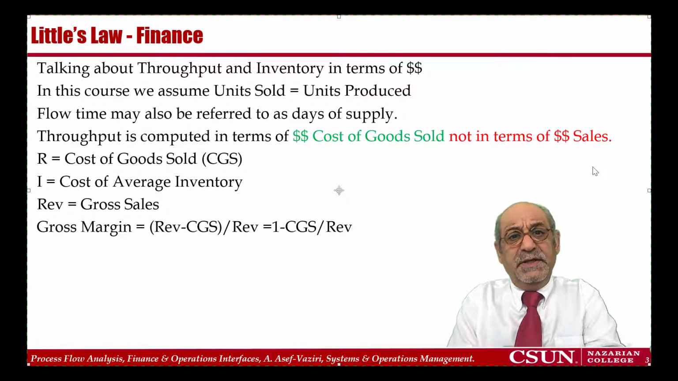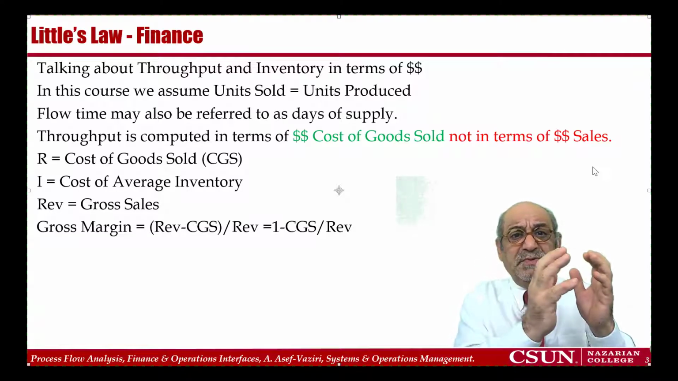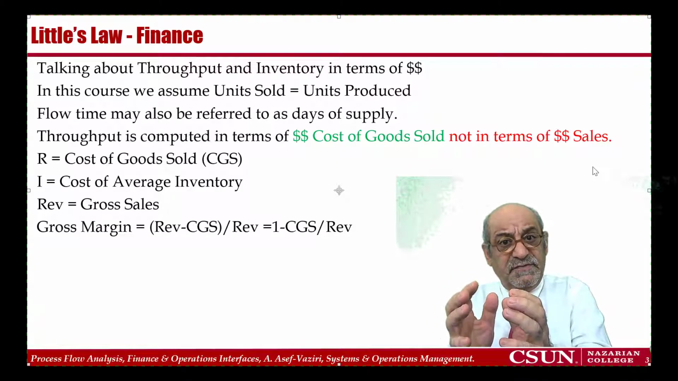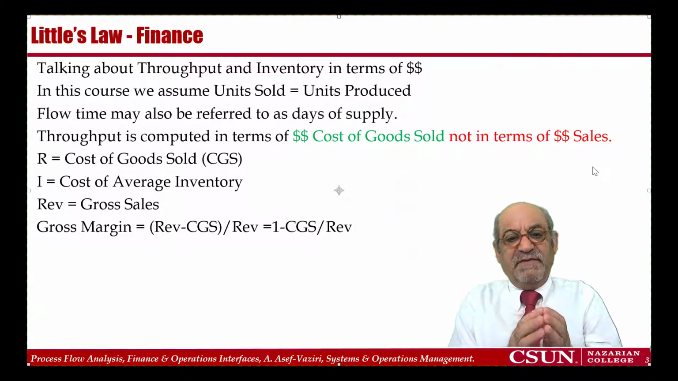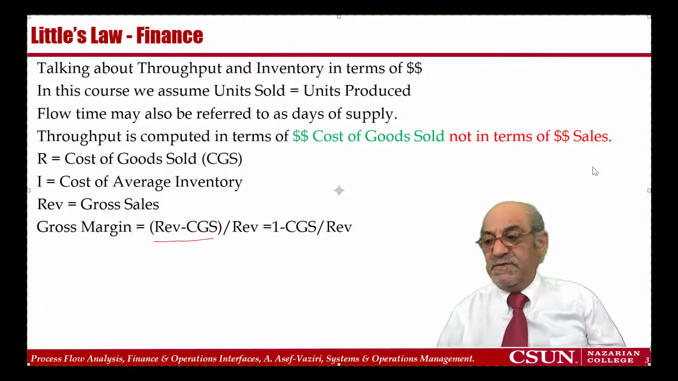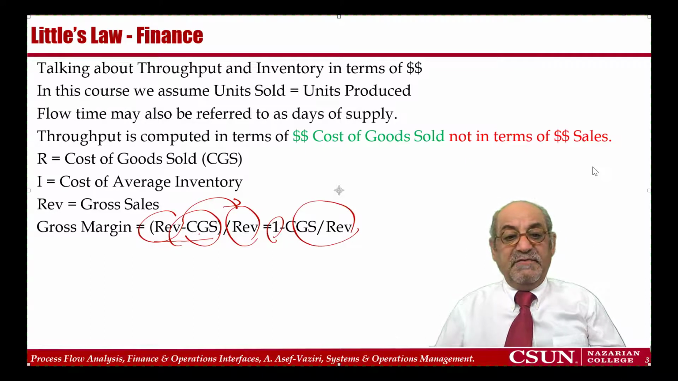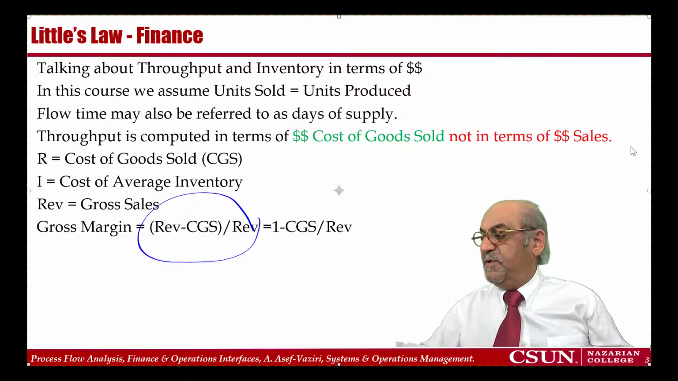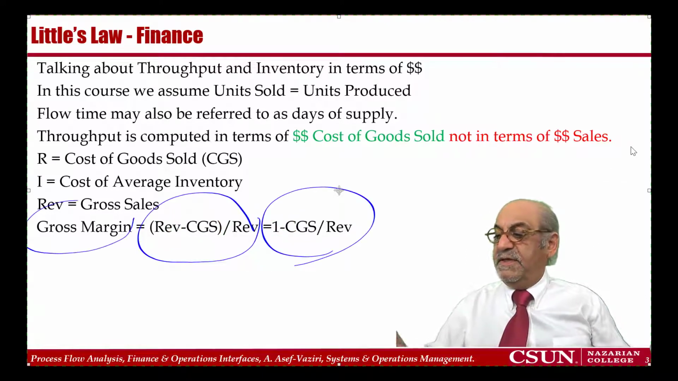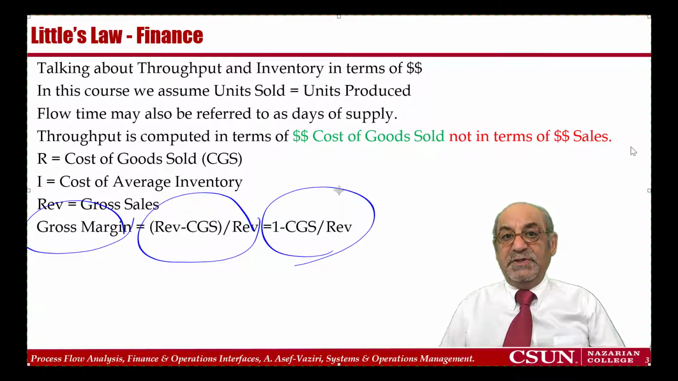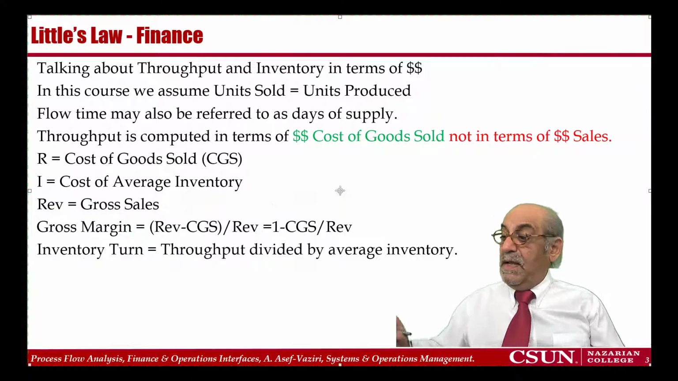Gross margin is the difference between revenue and cost of goods sold divided by revenue. Revenue minus cost of goods sold divided by revenue. If I take this revenue and divide it by this revenue, I'll get 1, and minus cost of goods sold divided by revenue. Both of these two formulas represent the same thing, which is gross margin. But of course, this one is easier for me.